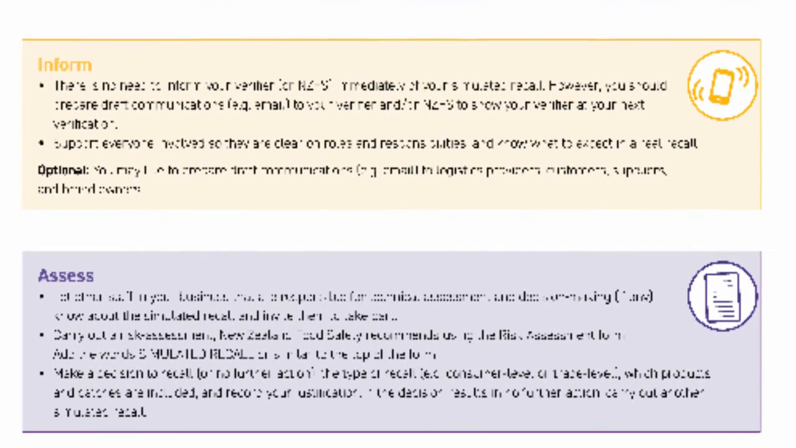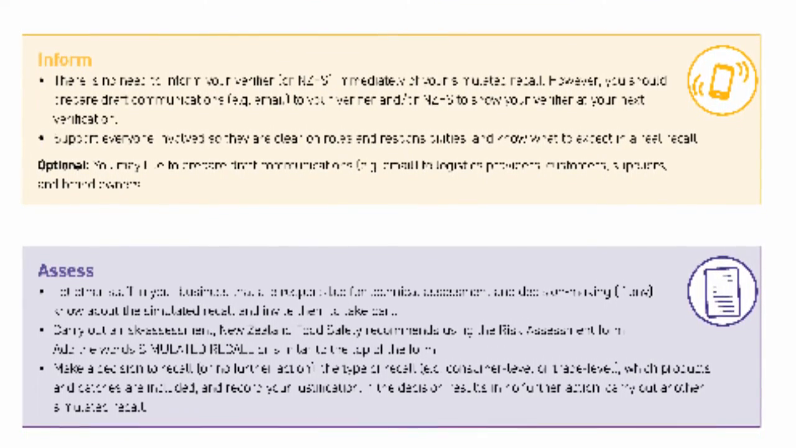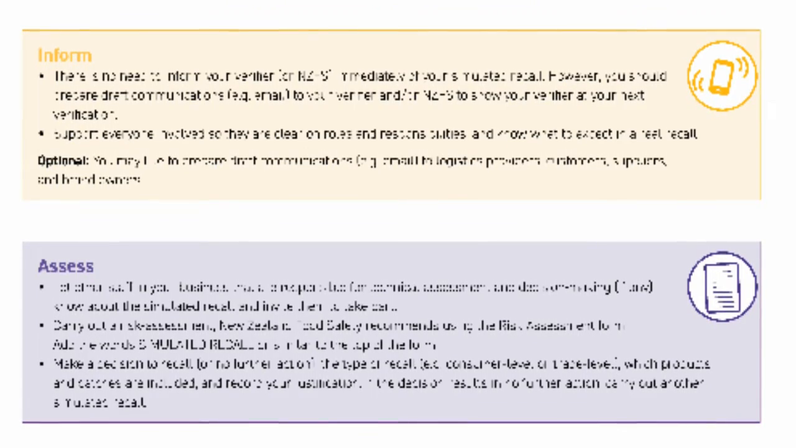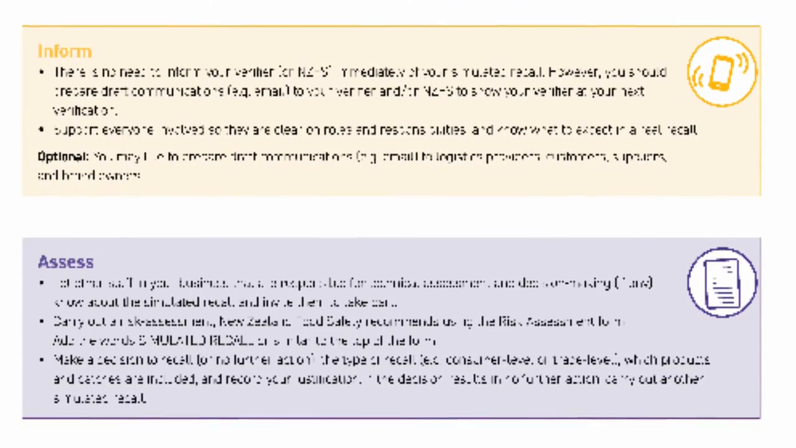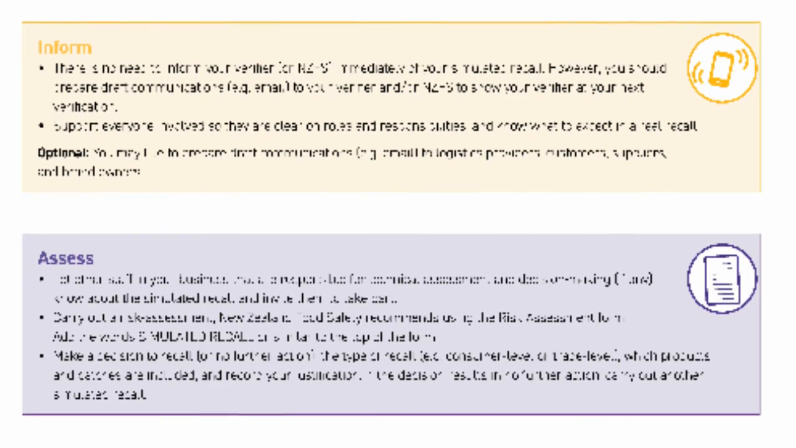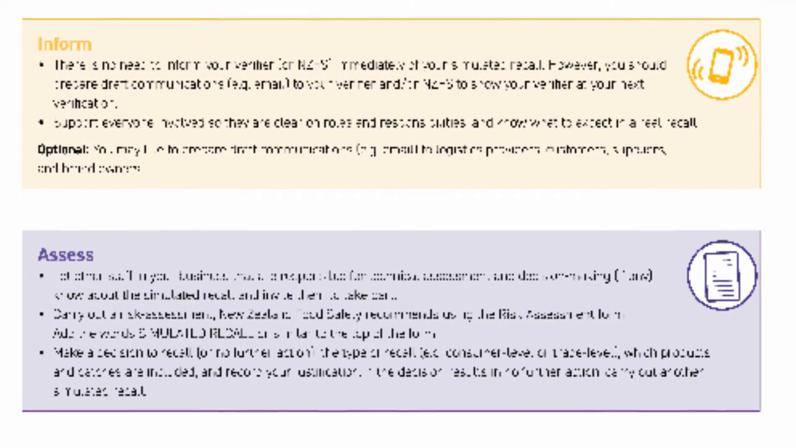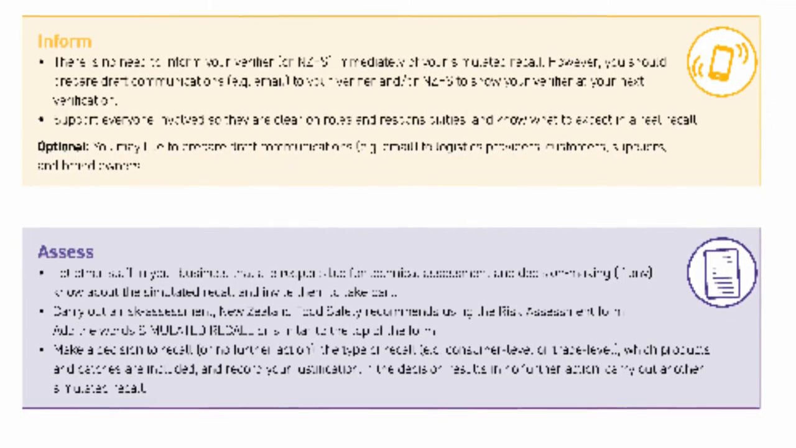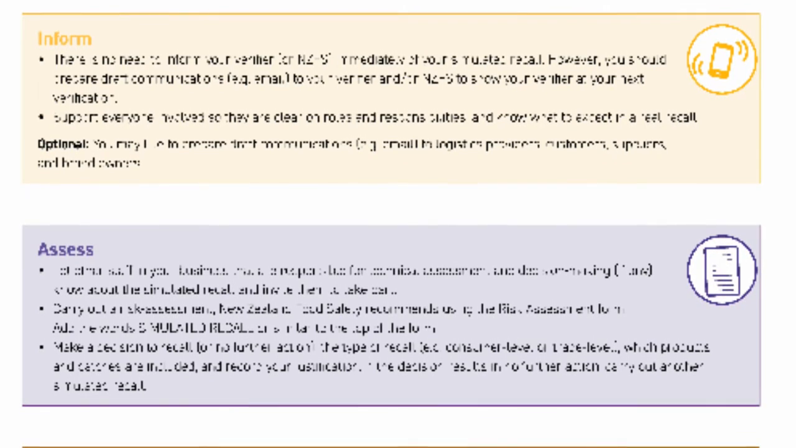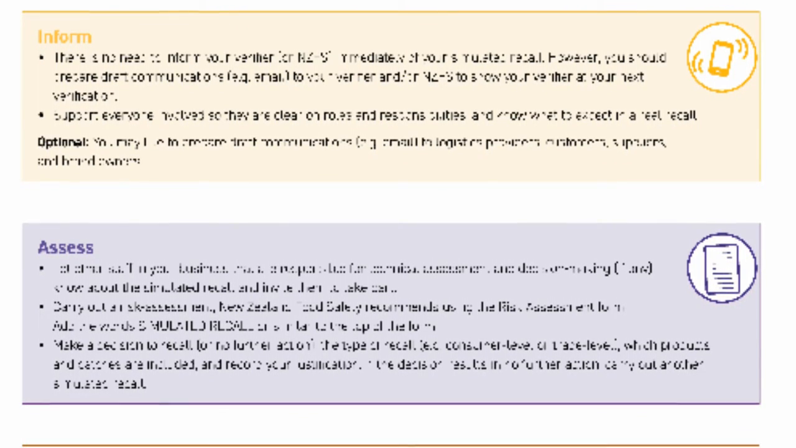Make a decision to recall or no further action, and the type of recall, for example, consumer level or trade level. Decide which products and batches are included, and record your justification. If the decision results in no further action, carry out another simulated recall.